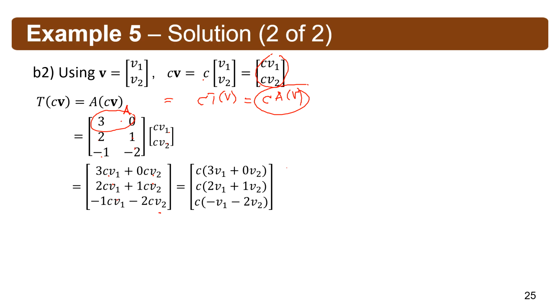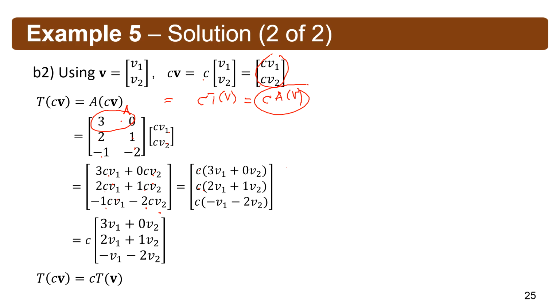Okay? And again, each term has its C, so we can factor out C in each row. And of course, since the C is common in each row, we can still factor it out, okay? And this one is actually the transformation of V, okay?